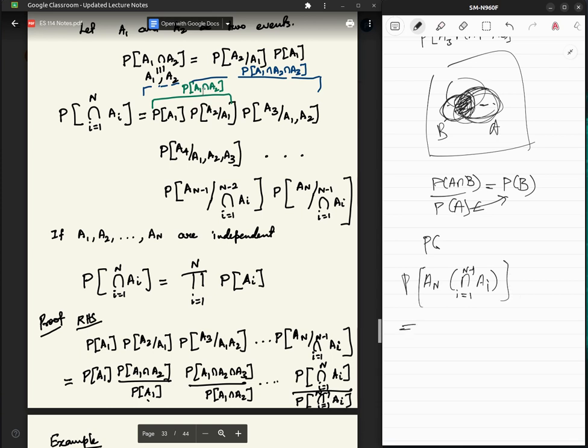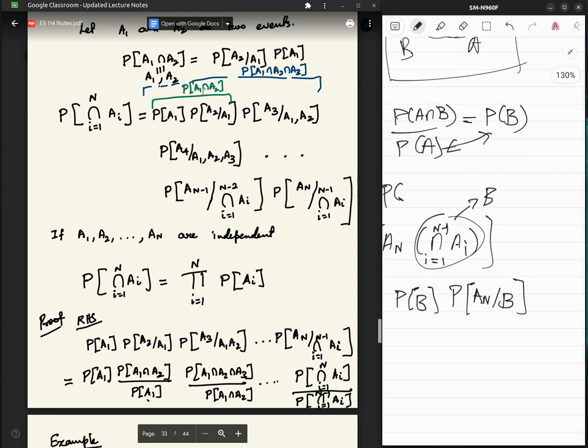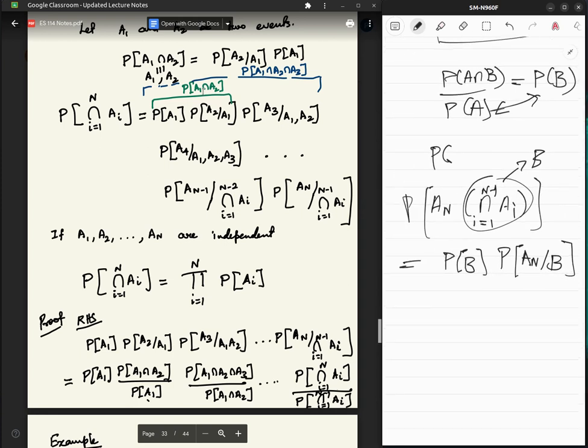Call this complete event B. So that's just going to be the probability of B times the probability of An given B, right? And it's just the intersection of this, so this is intersecting with that, of course. I guess this makes sense.